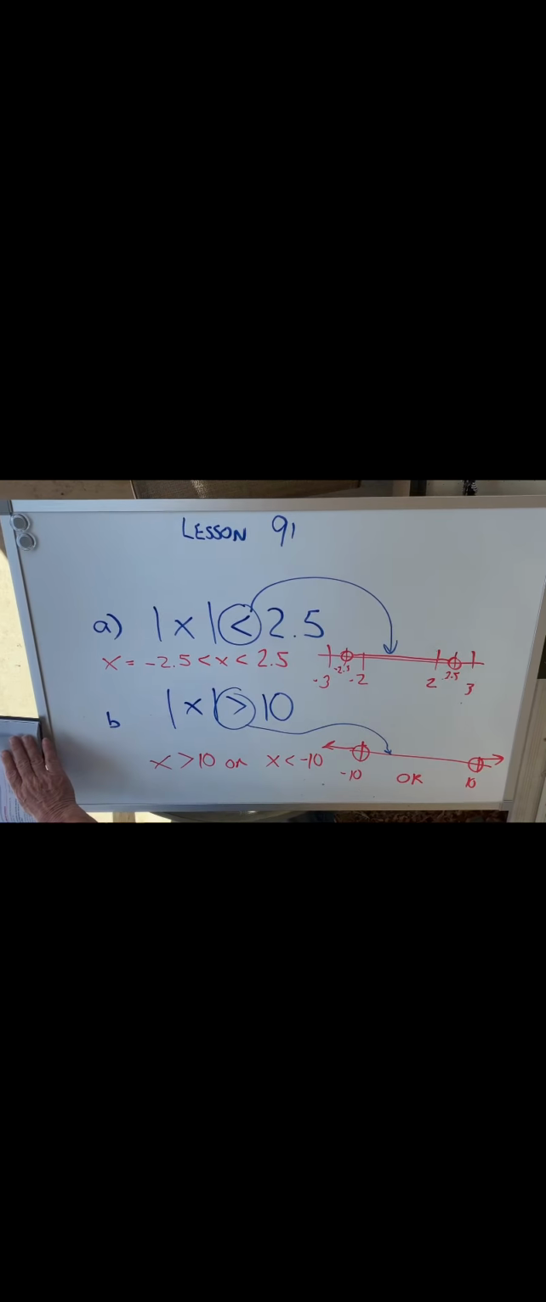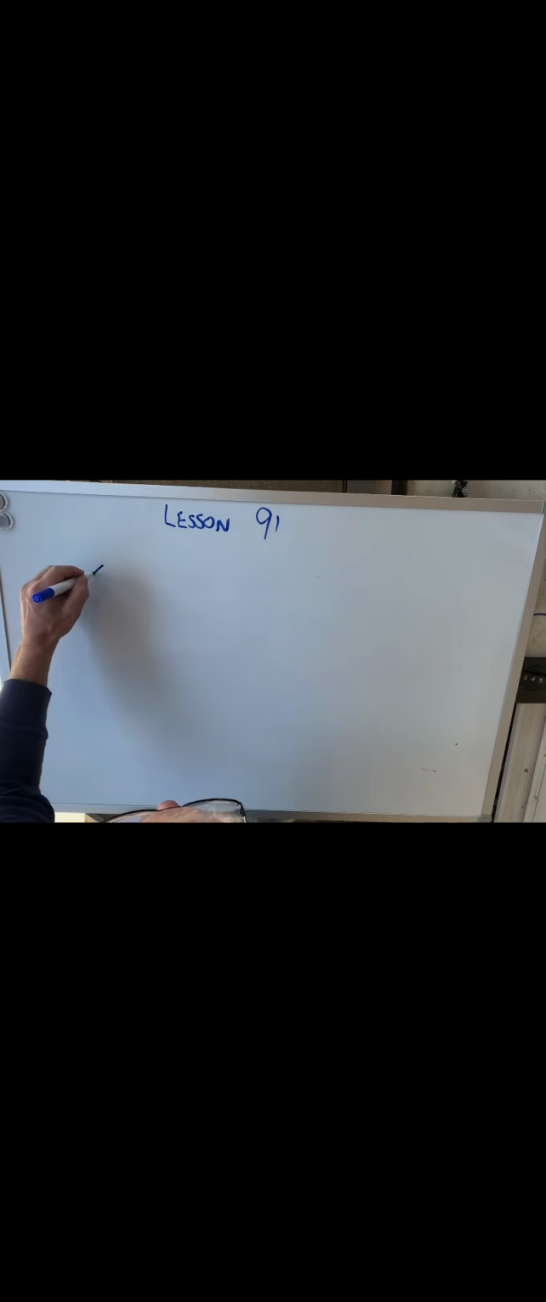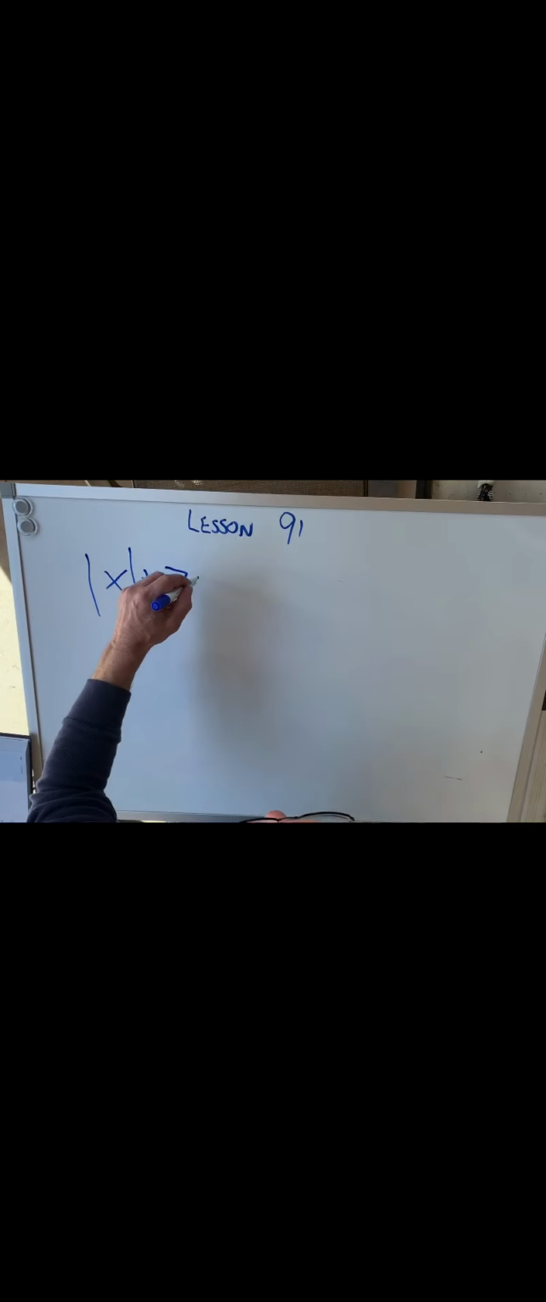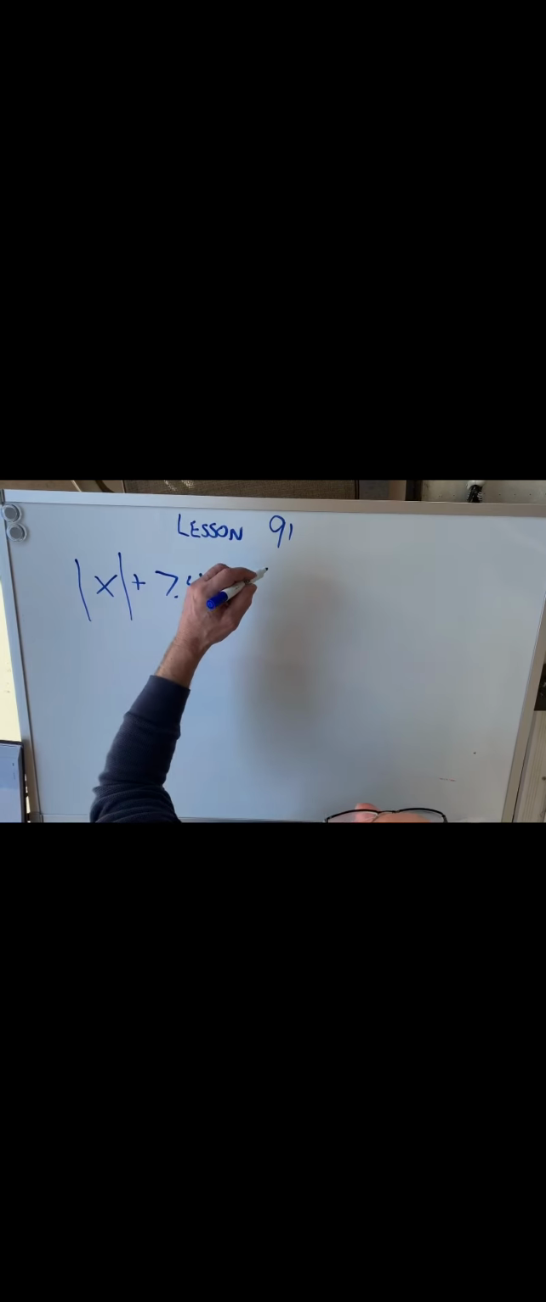All right, so that is example number 1. Let's go to example number 2 now. Okay, example number 2 in the book, and this is on top of page 603. You get the absolute value of X plus 7.4 is less than or equal to 9.8.